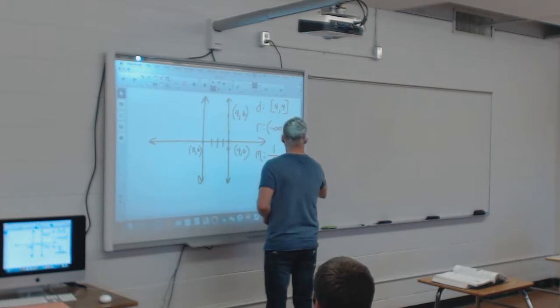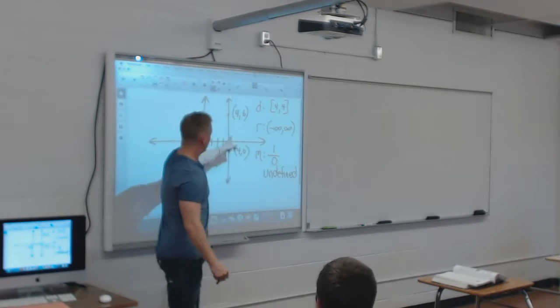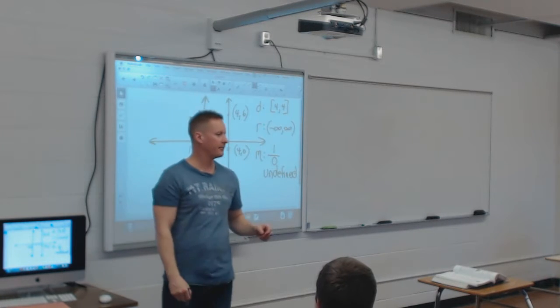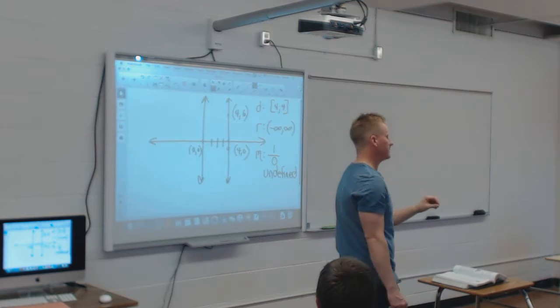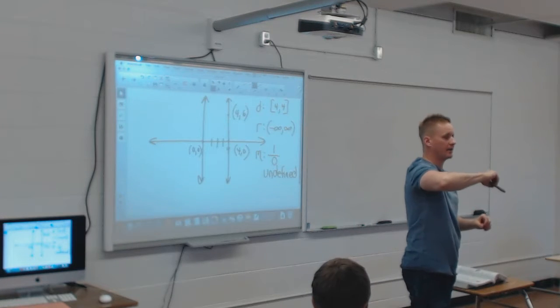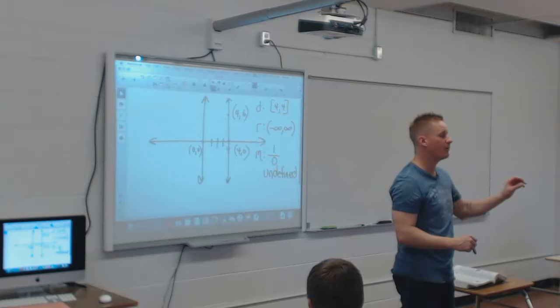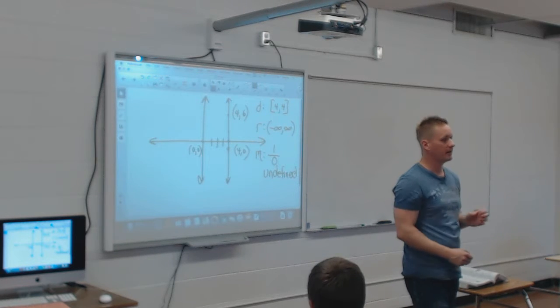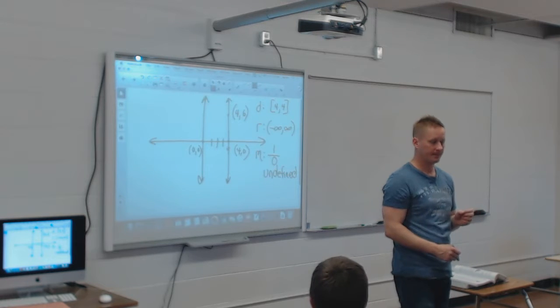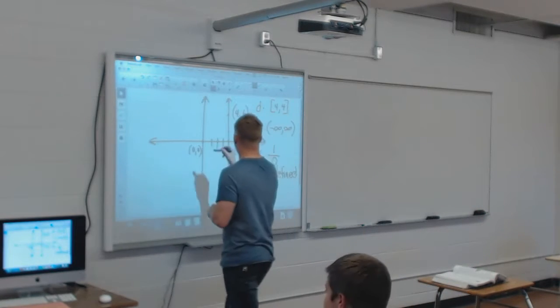Any line vertically will have an undefined slope. And I expect you to put that when it comes down to it. If you have a vertical line, you say the slope is undefined. You can put 1 over 0, but I want you to state that it is undefined. Okay? Everybody understand?